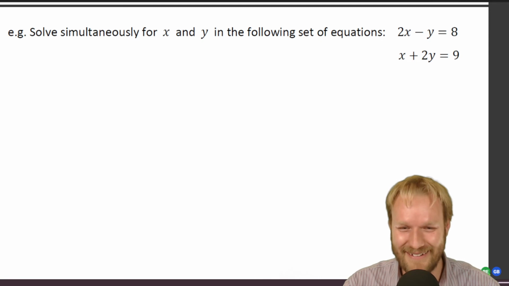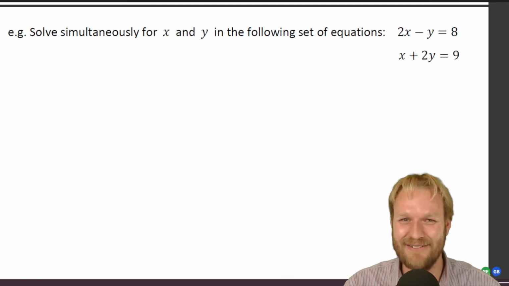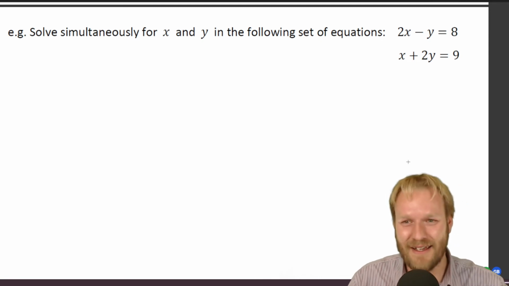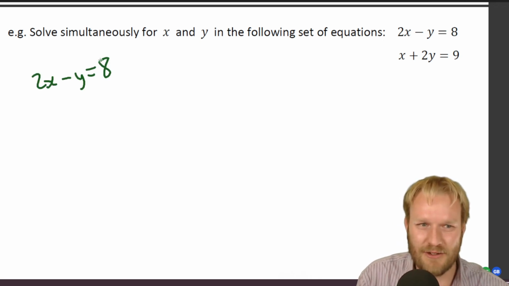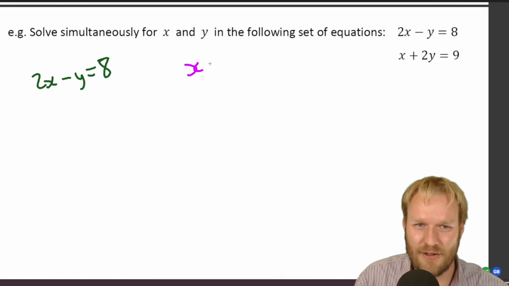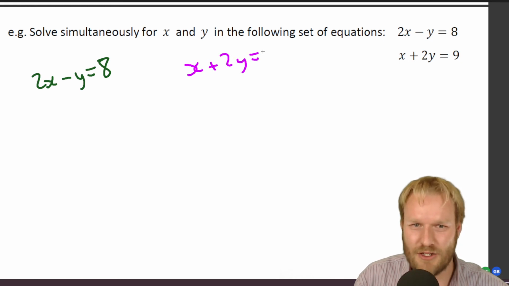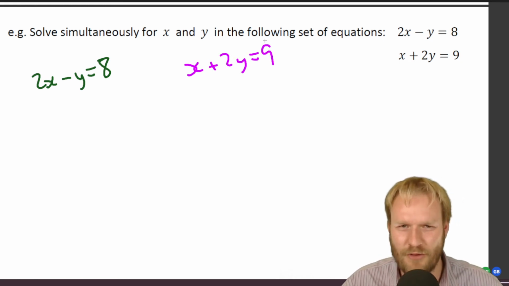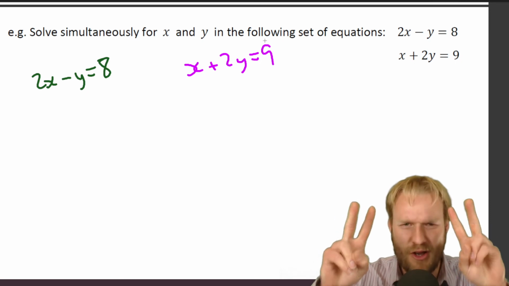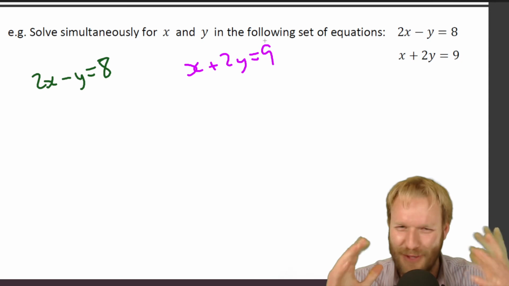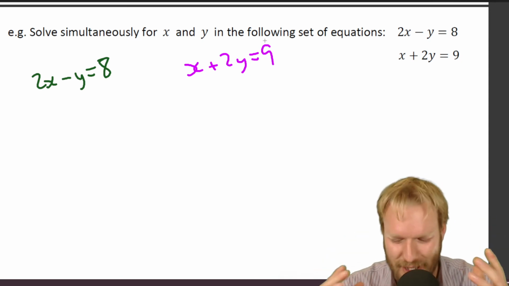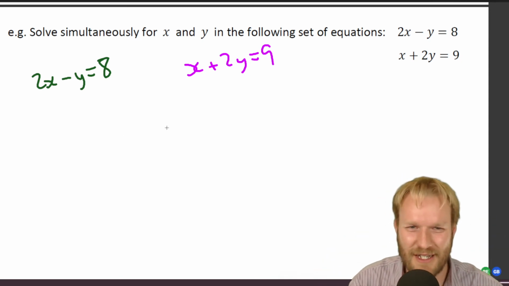Okay, so let's go for it. What are we doing here? We're solving simultaneously, so we've got our strategy. 2x minus y equals 8, and we've got our other equation, x plus 2y equals 9. We've got 2 equations, 2 variables. What is it screaming out to do? This is like one of those, what's the first thing you do when you factorize? What it's screaming out to be done is to solve simultaneously.